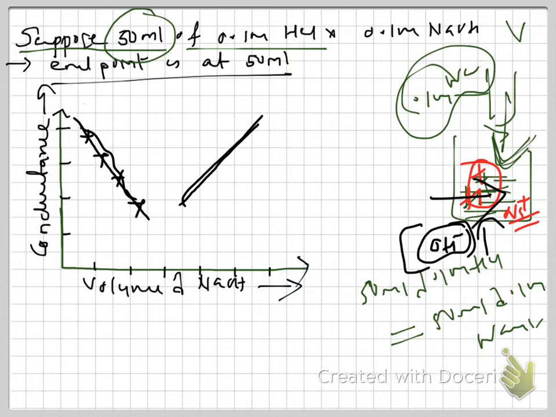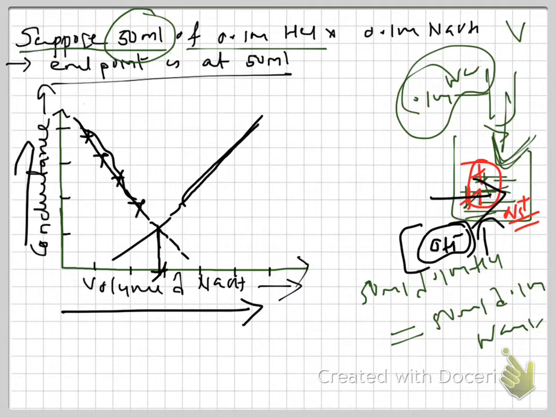How to find it? You have to extrapolate this line and this line to the intersection of the two lines. Here you have the endpoint. We have volume of NaOH on one axis, conductance on the other, and here we will get the value 50 ml of NaOH. So at just 50 ml of NaOH, we will get the endpoint. This is the titration of strong acid against strong base.